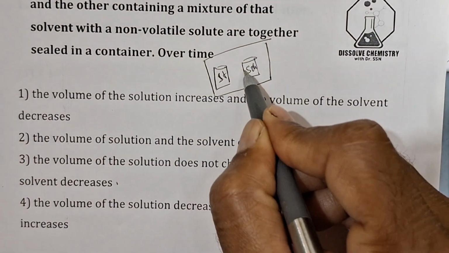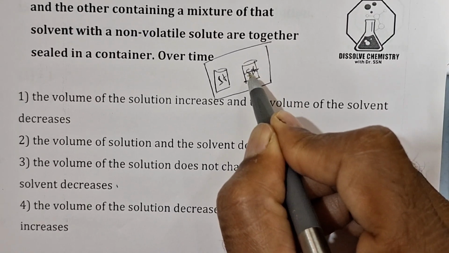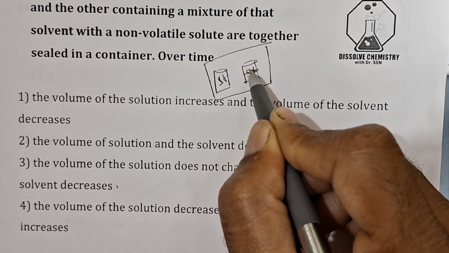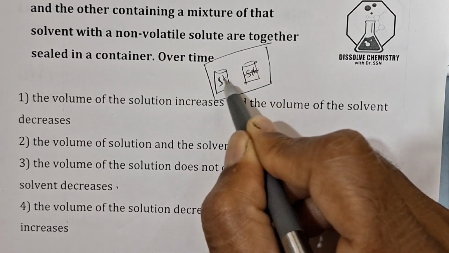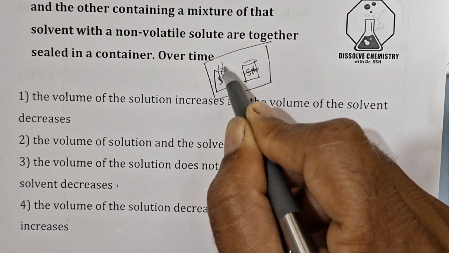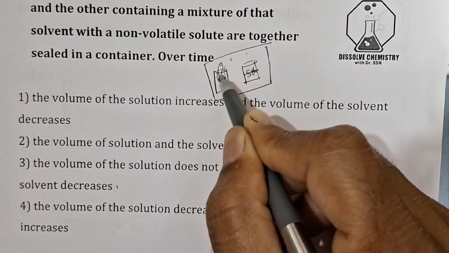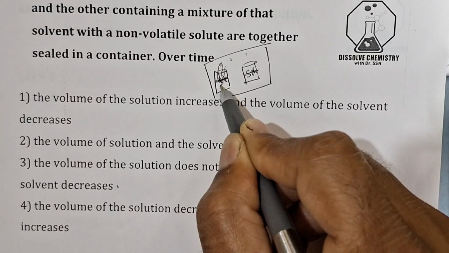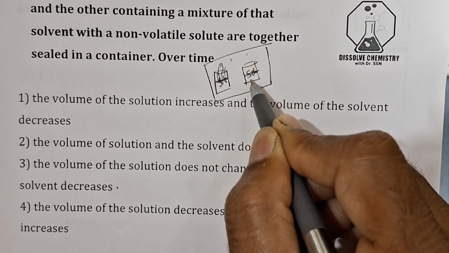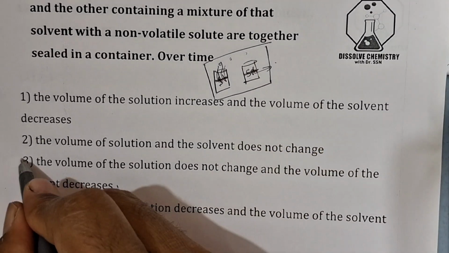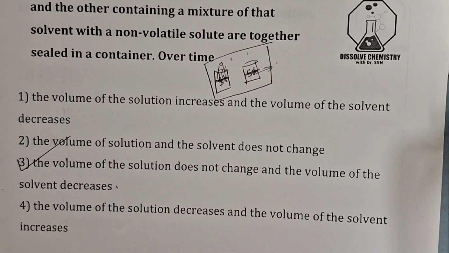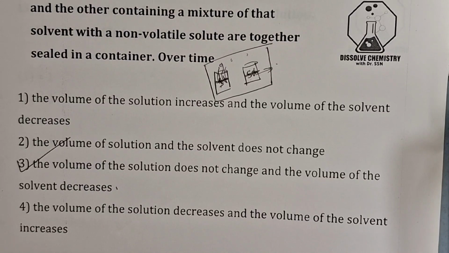Now, your solution is being added with a non-volatile solute. So when you add a non-volatile solute, it leads to lowering of the vapor pressure, or vaporization will be reduced. Whereas here nothing is being added, it is a pure solvent. So the vaporization will be greater, vapor form will be more. Therefore we are going to observe a decrease in the volume of the solvent. Here, as it is added with a non-volatile solute, there is no decrease in the volume. So your option is C. The volume of the solution does not change and the volume of the solvent decreases. That is how you have to understand this one.